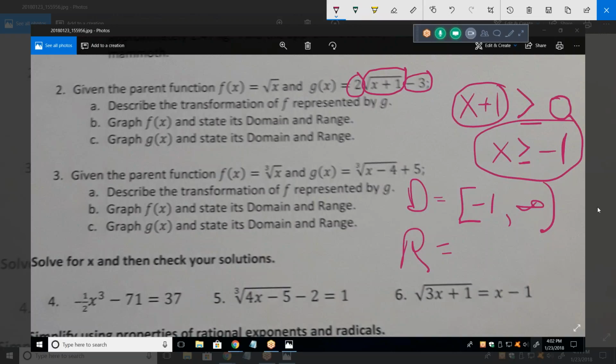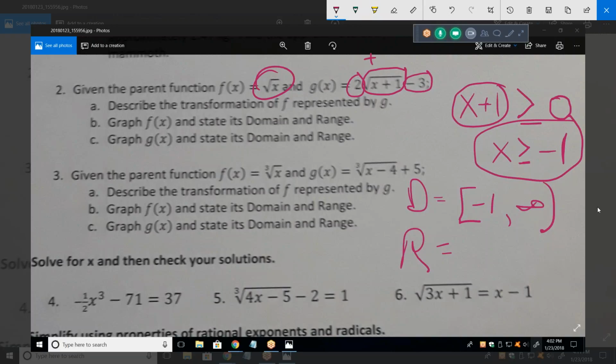Positive or negative? Positive. Always. Square root of x, that's always positive. Square root of x plus 1 is always positive. Anytime you take the square root of anything, you're going to get a positive answer. Okay? So 2 times a positive number is still a positive number.